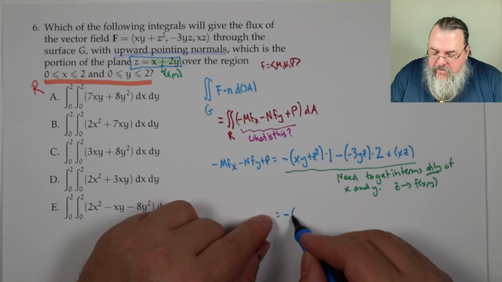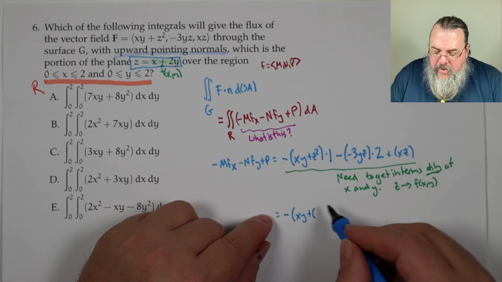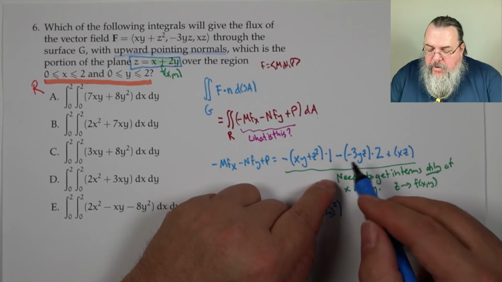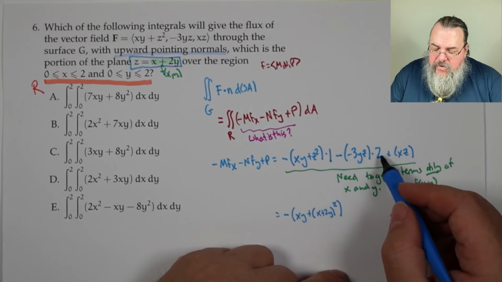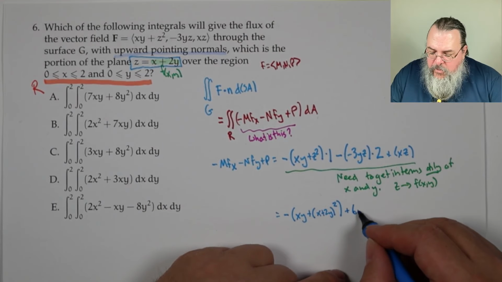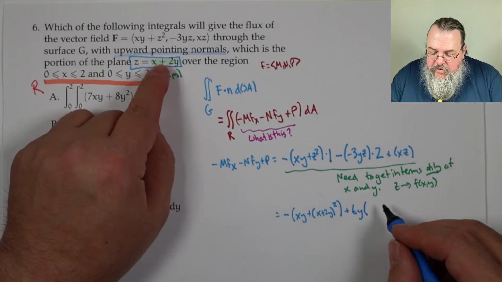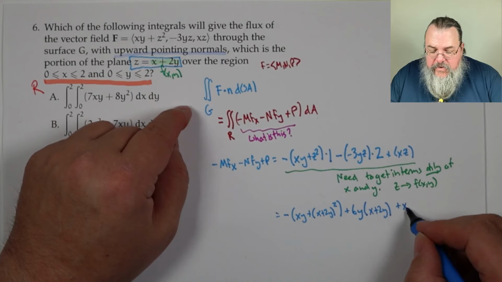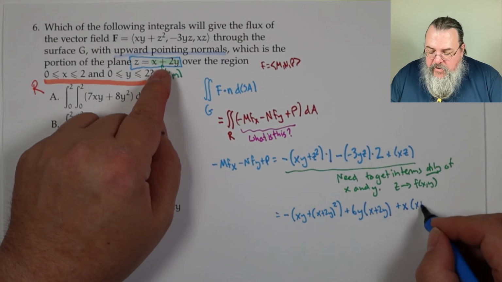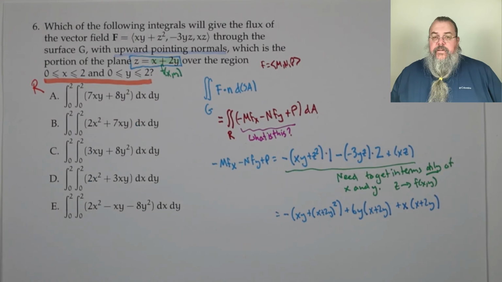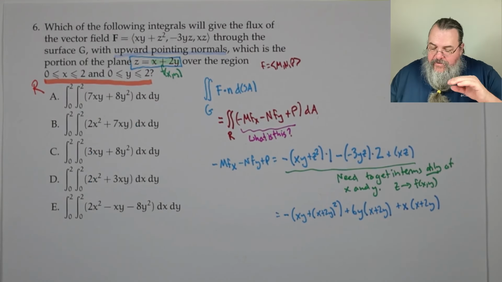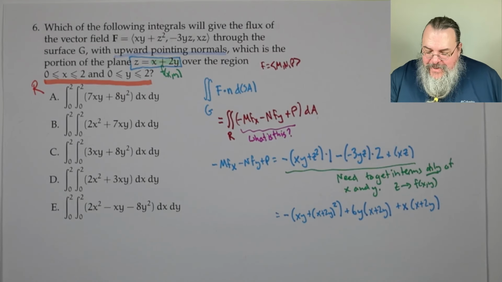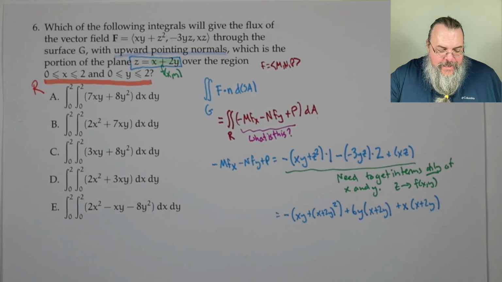Okay, so here we go. This is minus xy plus x plus 2y squared times the 1. Minus minus is a plus, and there's a 2 times 3, so that's a plus 6y, and times z, or z is x plus 2y, plus x times x plus 2y. All right, so that's the expression. Clean it up, clean it up. Okay, no worries, we're getting there.